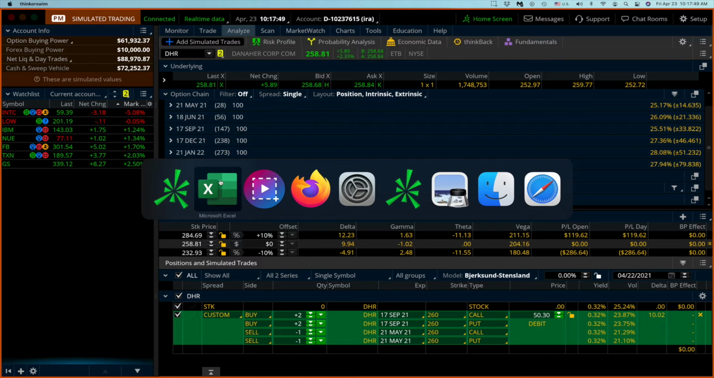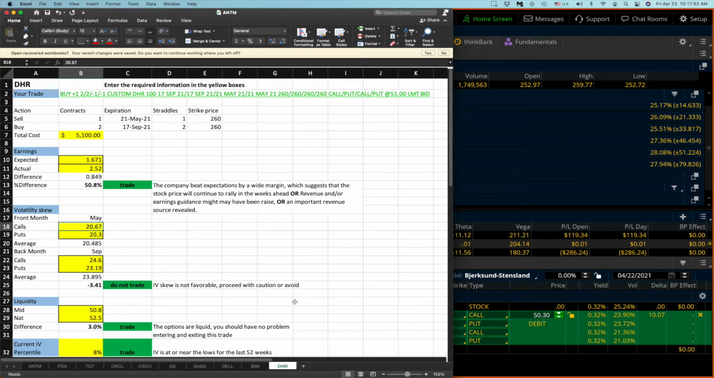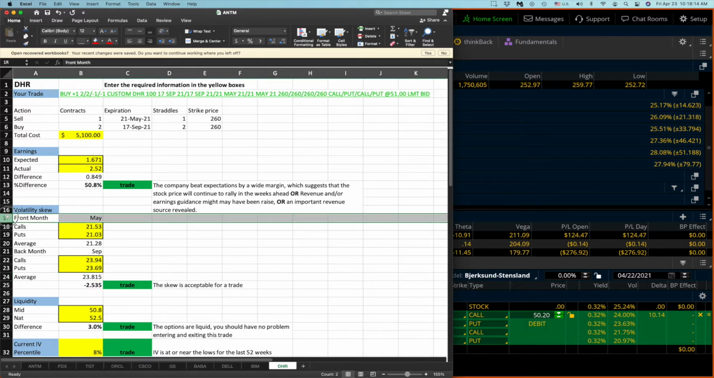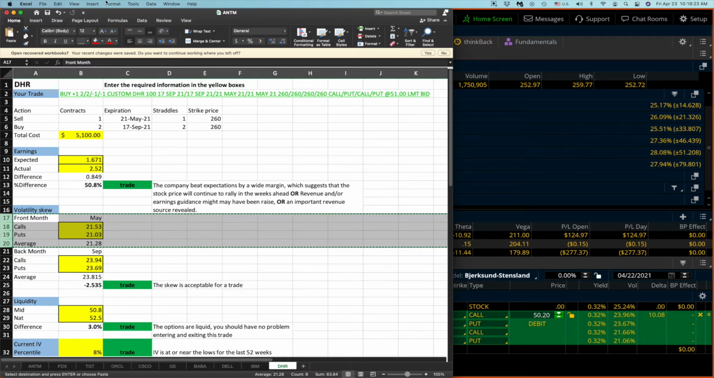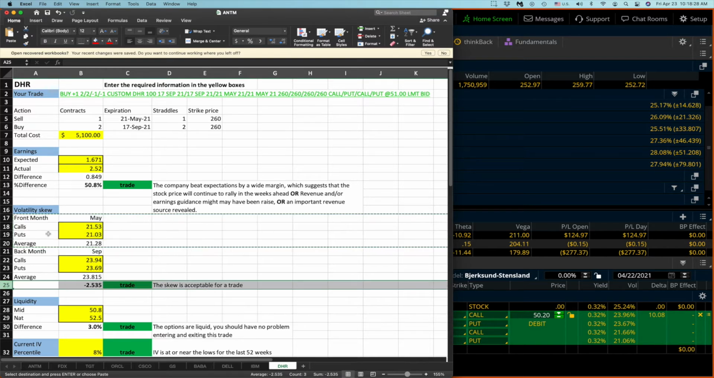And let's enter our data here. The front month, 21.53 versus 21.03. For the back month, 23.94 versus 23.69. If it looks crooked, it is crooked. But all it takes is, let's fix this once and for all. Let's take this and delete it, or say edit, cut, and we're going to paste it here.